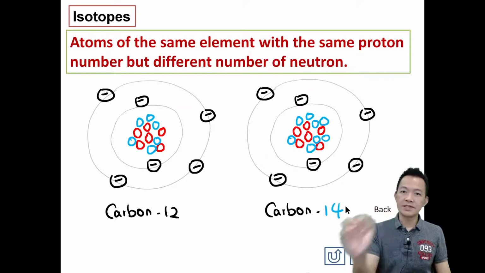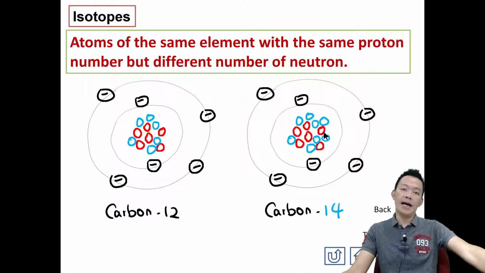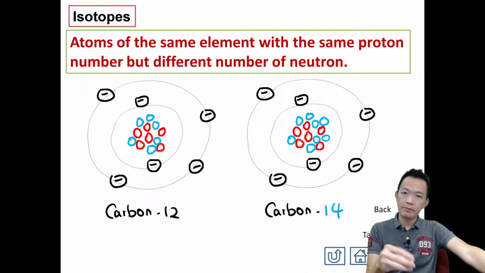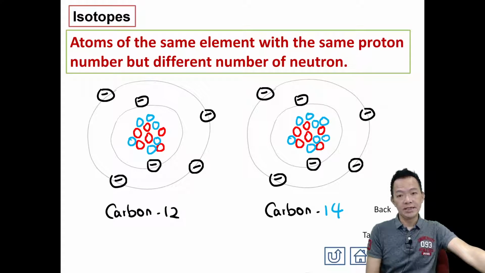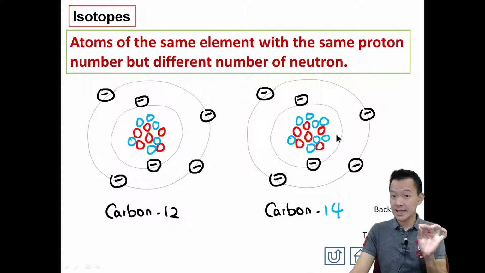So what's meant by isotope? Atoms of the same element, carbon and carbon, with the same proton number, 6 and 6, but different in the number of neutrons. Carbon 12 has 6 neutrons, but carbon 14 has 8 neutrons. So this is what we call isotope: the same element, but different atoms with the same number of protons but different neutrons. Carbon 12, carbon 13 and carbon 14 are all isotopes.